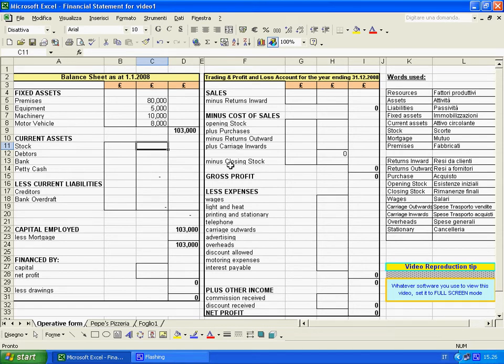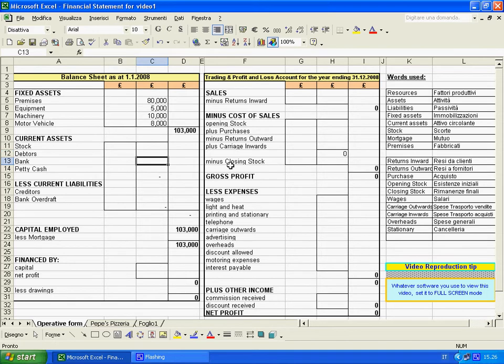We have stock. Stock is represented by the goods we have in our warehouse, but we are still at the very beginning of the business life, so we don't have goods in our warehouse. We can leave this item void. And debtors are people from whom we have bought resources, but for the moment we haven't bought anything. So even this second item must be left void.